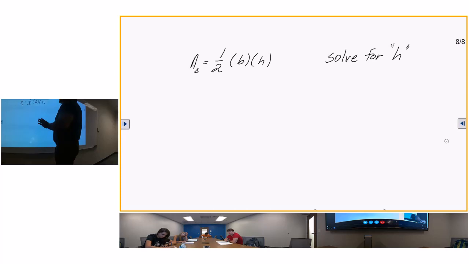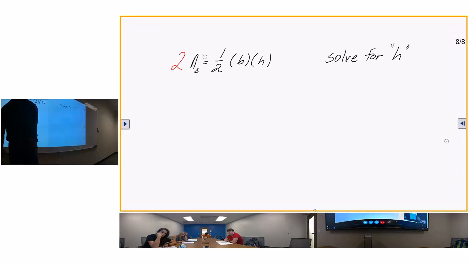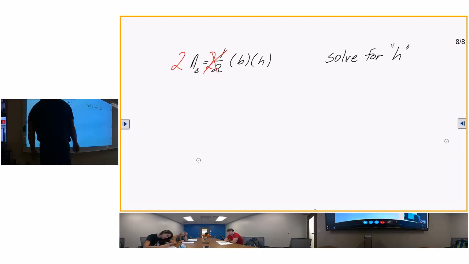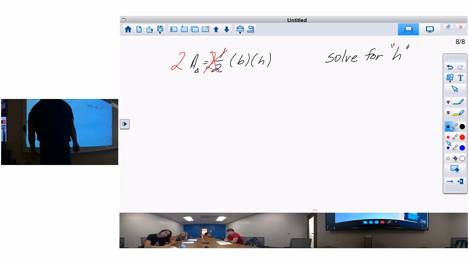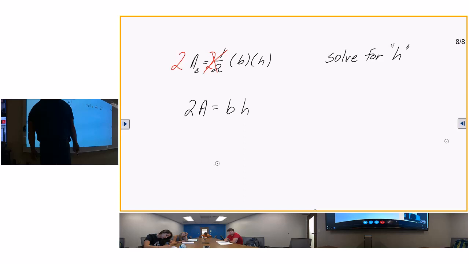So I'm going to multiply by the common denominator, which is 2. I'm going to multiply both sides by 2. And what does that do to the 1/2? Takes it out. So now my formula is 2A equals B times H. Now I go back to my directions and I say, okay, I got rid of that nasty fraction. What do I need to solve for? I need to solve for H, okay?